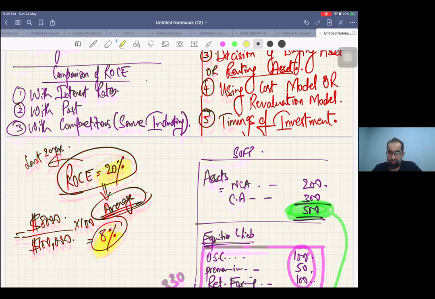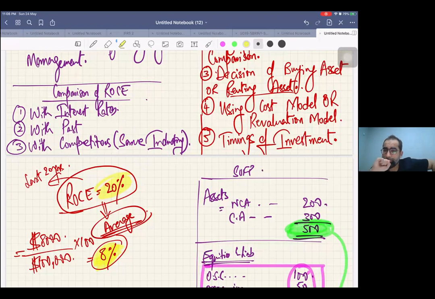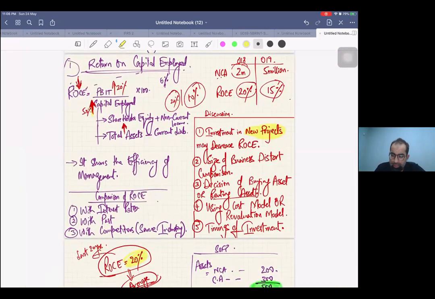So the central idea of the story is that return on capital employed is sometimes used when you are deciding whether to take an asset on rent or buy it. Return on capital employed is useful in that case as well. Okay, don't forget. Wait. Let me give you 30 seconds. Read it. I have discussed three points till now.